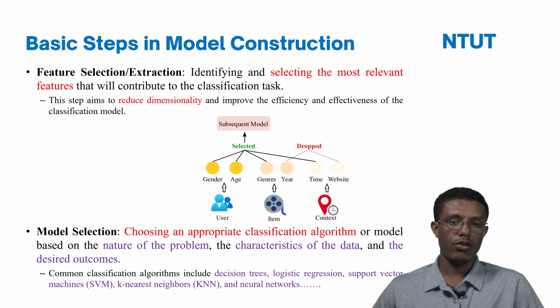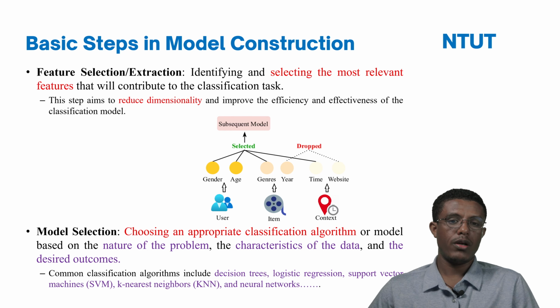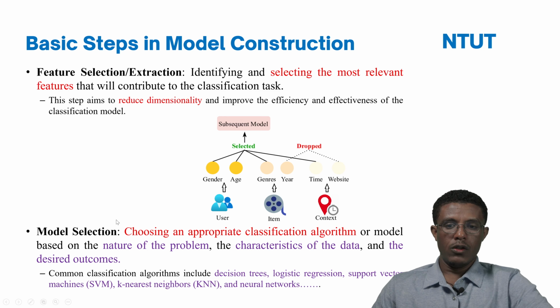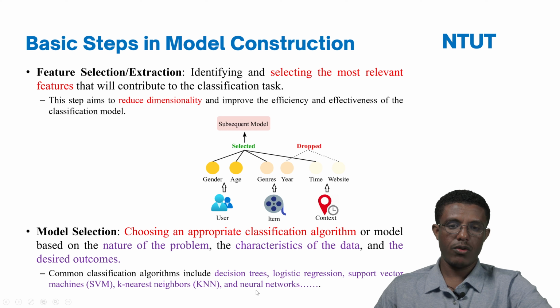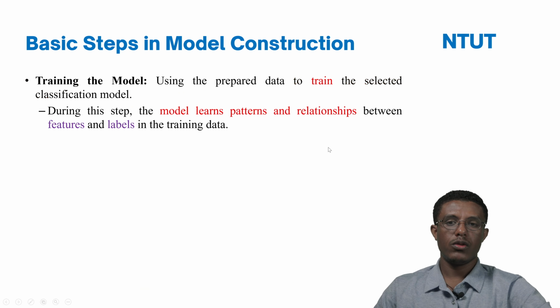So we can choose one type of algorithm based on the problem, the characteristics of the data, the desired outcome, or maybe the efficiency or performance. Common classification algorithms include decision tree, logistic regression, support vector machine, K-nearest neighbor, neural network, and others. From these, we select just one algorithm. Once we select the model, the next step is to train the model.